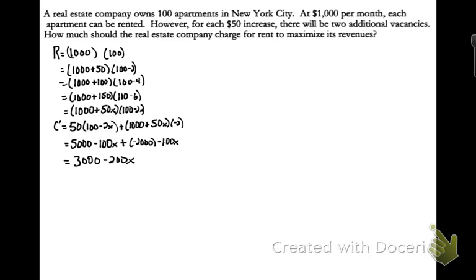I'd like to know when this equals 0, and solving for x, we'll find that this will equal 0 when x is 15, which means we'll be making 15 $50 increases. And just to verify, if we do some sign analysis, if we use a number like 10, we get a positive number, and when we use 20, we get a negative number, so it is a maximum.